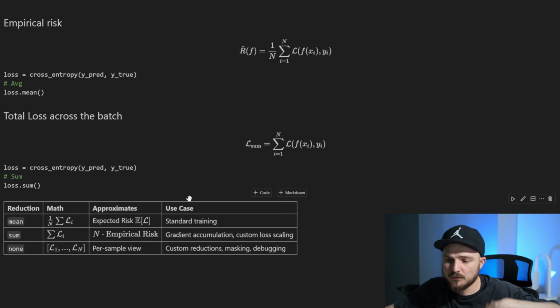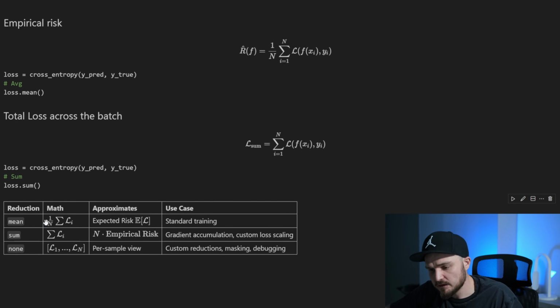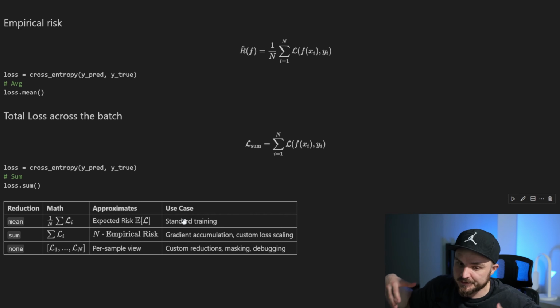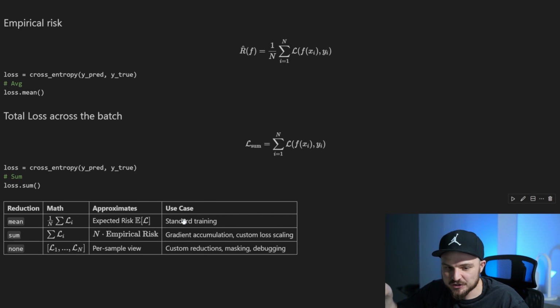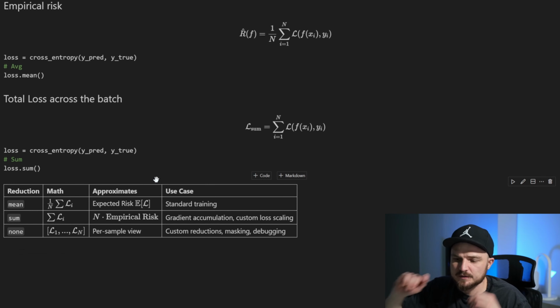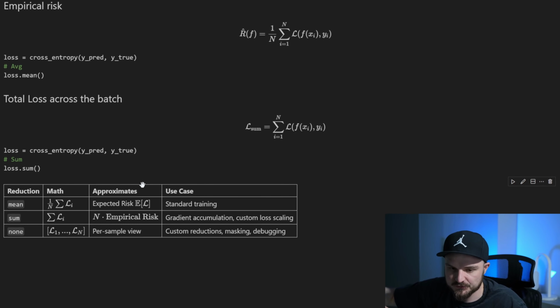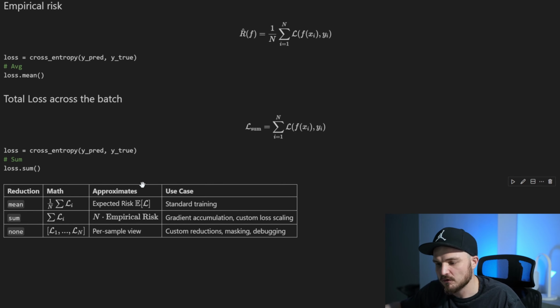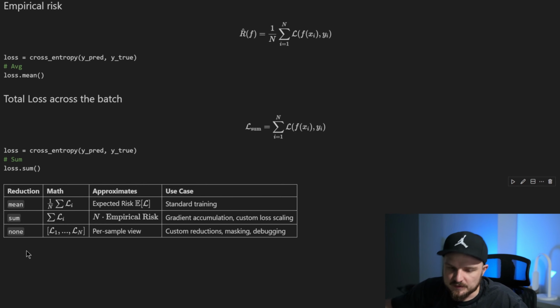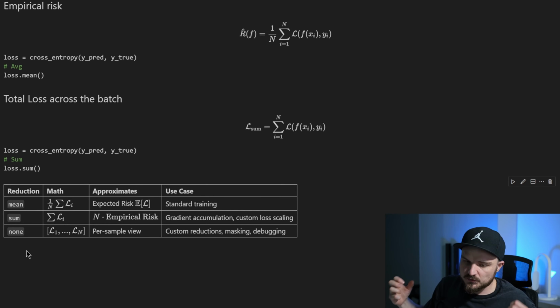In practice, we use three different options. Mean is the standard training setup and the most common choice. Mean normalizes the loss across batches, providing consistent scaling regardless of the batch size. Sum: we use sum if we are manually accumulating gradients, for example, over multiple small batches before an optimizer step. Summing the losses ensures the gradients accumulate properly across all batches. And the last one is none, which allows you to work with each sample's loss independently.